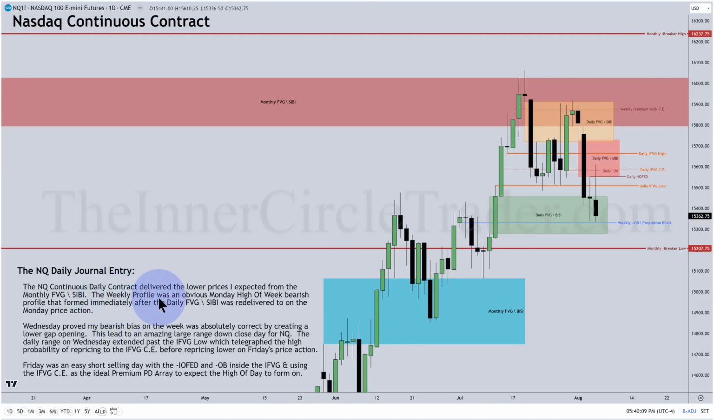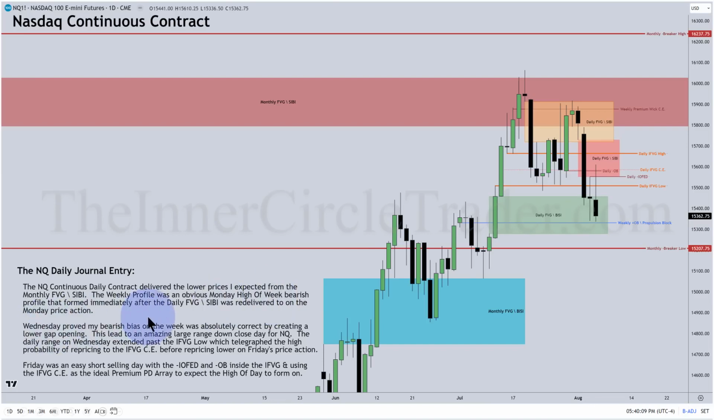The weekly profile was an obvious Monday high of the week bearish profile that formed immediately after the daily fair value gap SIBI was redelivered to on the Monday price action. See what language I'm using there? Now, I knew the likelihood of it forming on Monday's high, but you may not have. But in your annotations, you want to record it like you were anticipating it.